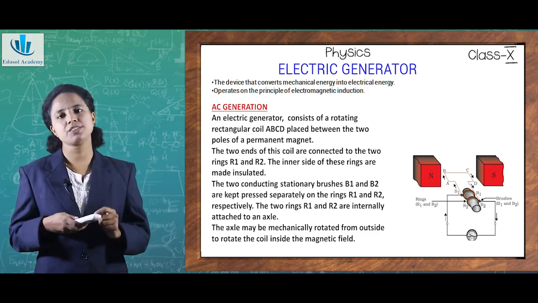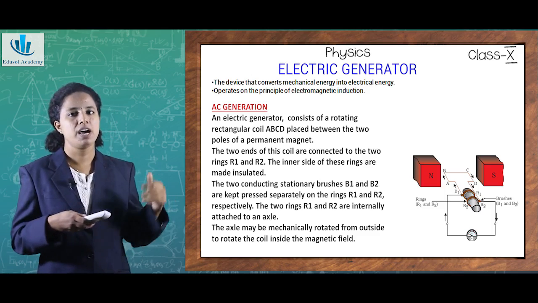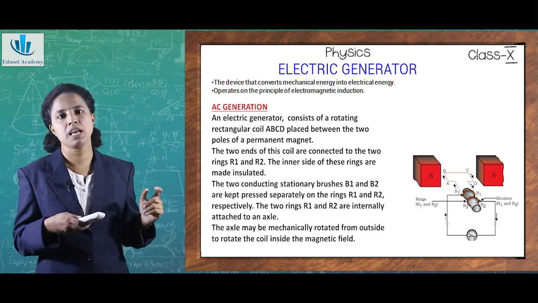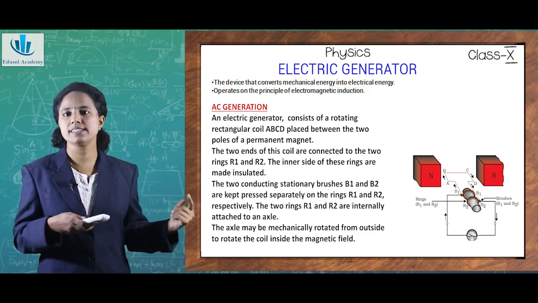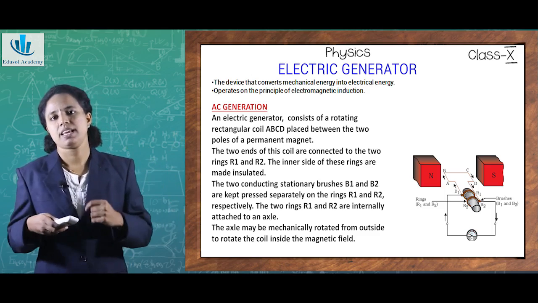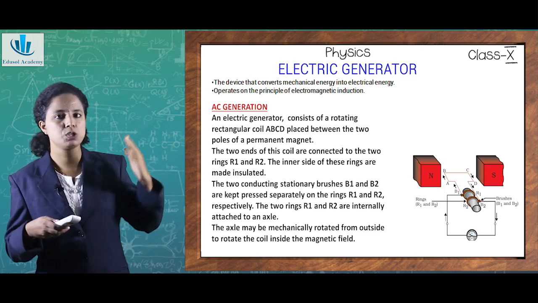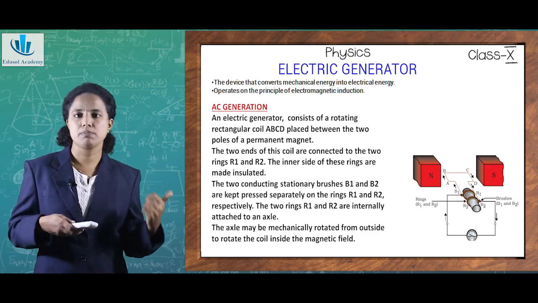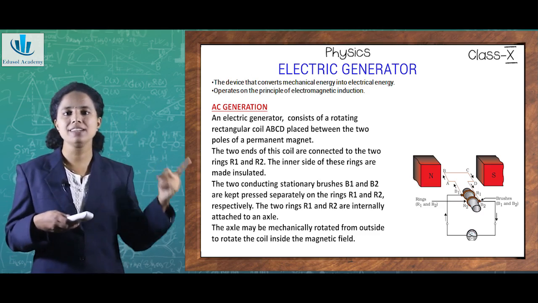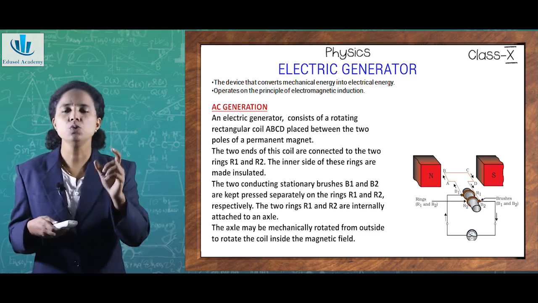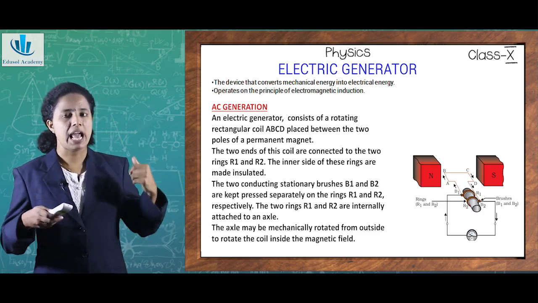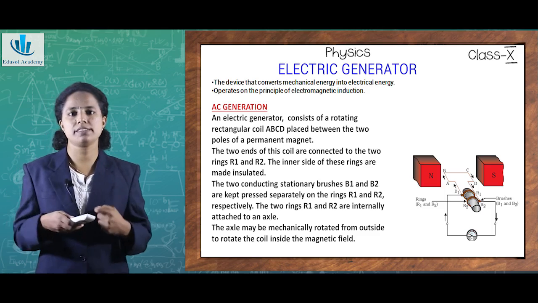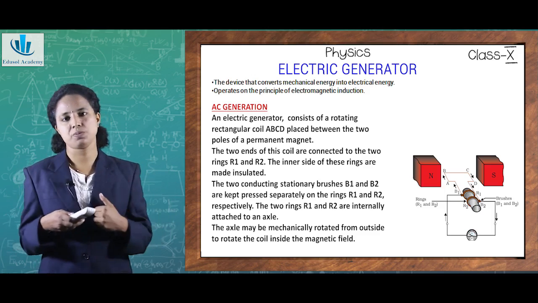So, in case of an electric generator, we have a rotating rectangular coil ABCD. So, ABCD is the rectangular coil and it will be placed between the two poles of the permanent magnet, as you can see, which is depicted as North Pole and South Pole. So, the two ends of this particular coil ABCD will be connected to two rings, that is R1 and R2.